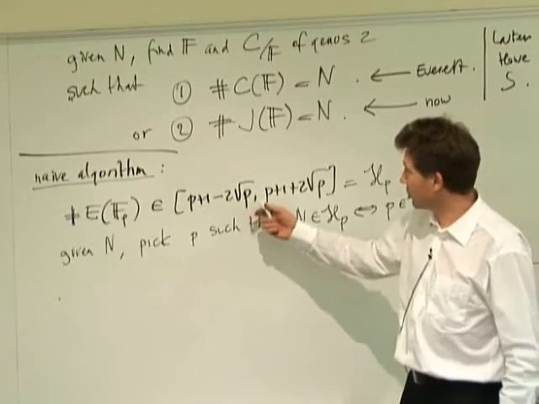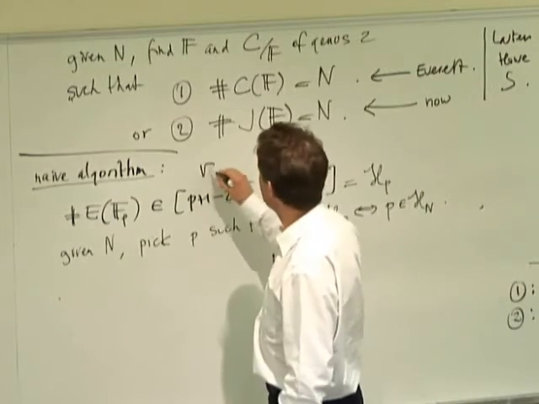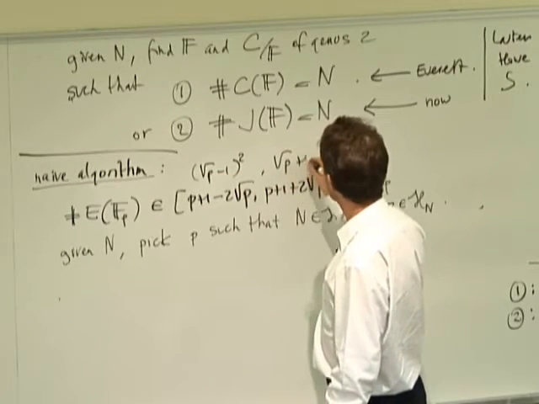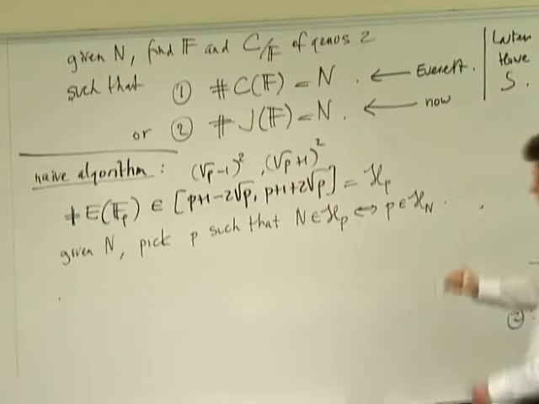This is (√p − 1)², and this is (√p + 1)². If you write down the inequalities, you get exactly the same condition. We'll see in a moment why it is symmetric in p and m.